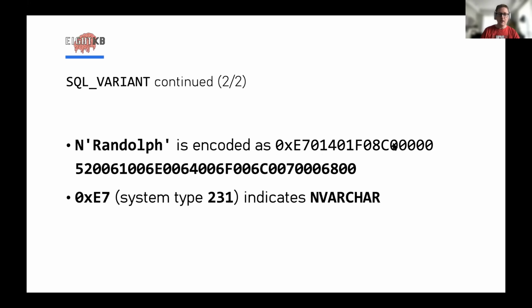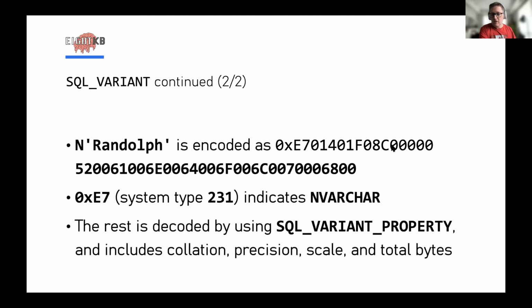E701401 blah. So E7 is system type 231. If you've ever gone and done a select from sys.types, you will get a list of values, and at 231, it'll say nvarchar. That's what that value means. So what's the rest of it? Well, I'll tell you. You can use something called SQL_VARIANT_PROPERTY, which is a system function which tells you all of these properties and what they mean. And it includes collation, precision, scale, and total bytes. Now you'll see here, there's a bunch of zeros in here because there's no precision and scale for a string value, but there might be if you're storing a number of some sort.